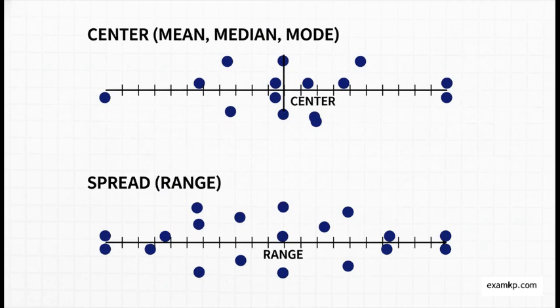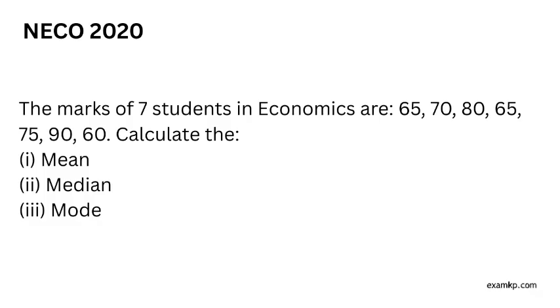And here's why. It's super important to get this straight. Mean, median, and mode all tell you something about the center of the data. But range tells you about the spread of the data. It's the difference between the highest and lowest values. So it's a measure of dispersion, not central tendency. That's the key difference. All right, last one, let's wrap up with a NECO-style question.